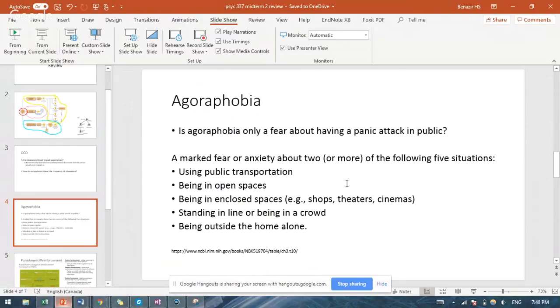So agoraphobia is defined by a marked fear or anxiety about 2 or more of the following 5 situations, and you can see them here. It's not necessarily about having a panic attack anymore. If you look at the DSM-4 diagnosis, it's a little bit different. But if somebody is afraid of being in public transportation, being in open spaces, being in closed spaces, standing in line or being in a crowd, or being outside the home alone, then they would meet criteria for agoraphobia, regardless of if they were afraid of this because they were going to have a panic attack.